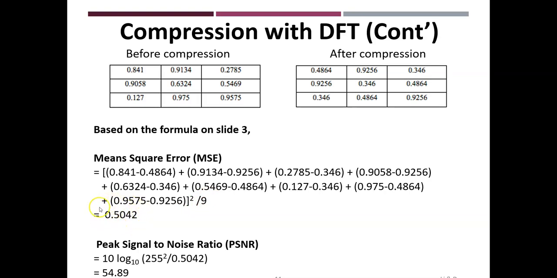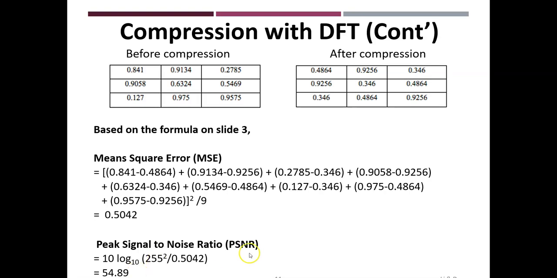So based on this MSE value, we can further calculate the peak signal to noise ratio, or PSNR. So how to calculate the PSNR? 10 log 10 of 255 to the power of 3 divided by the MSE value. So here we get the value of 54.89. Based on the slide earlier, it states that the higher the PSNR value, the better the quality of compressed or reconstructed signals.